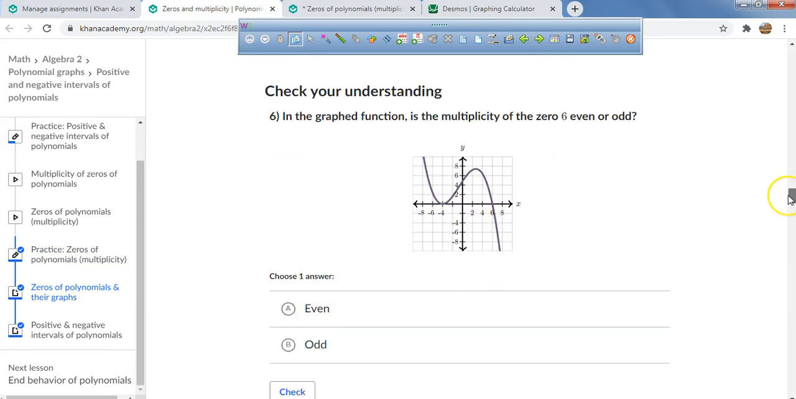All right, see if we get one. Here, check for our understanding. It says in the graph function, is the multiplicity of 0 6 even or odd? So right there, see how it passes through? That would be considered odd, because if it goes through it, it's an odd degree. But this would be even because it touches it. So at x plus 4 it would be even. Here it's going to be odd.